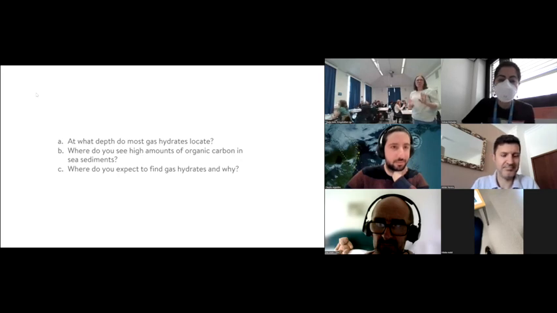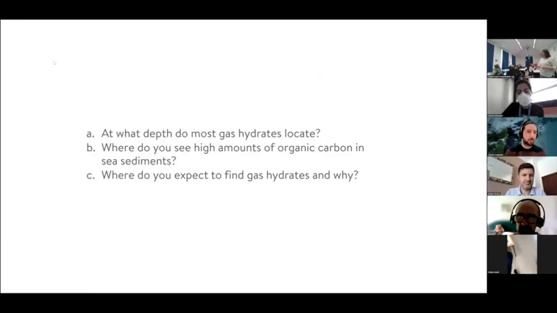Approximately 100 to 200 meters deep, and the highest amount of organic carbon was close to the shore, and it was also very shallow. And they put it together and found out that they expect to find the gas hydrates close to the shore, in relatively shallow water with a high amount of carbon. Yes, yes, that's correct.